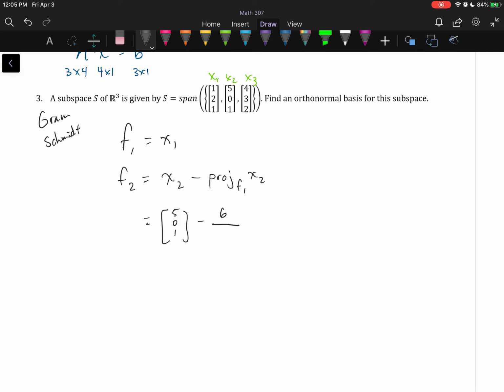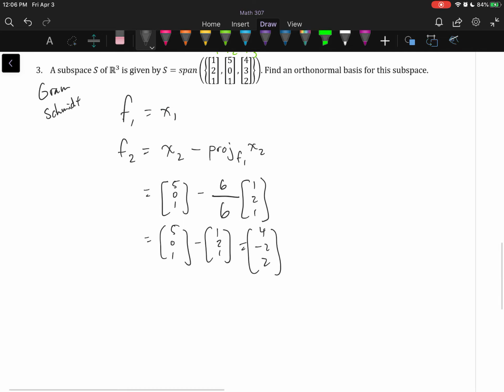And then this is the dot product of f1 with itself. 1, 4, so that's 5 together, and then another one, so 6 on bottom. So we're going to subtract off one of these and get 5, 0, 1 minus 1, 2, 1. Whoops. And that's 4, -2, 2. All right.